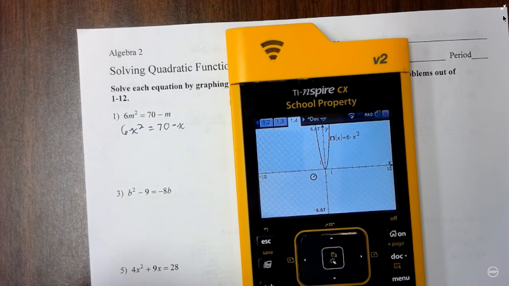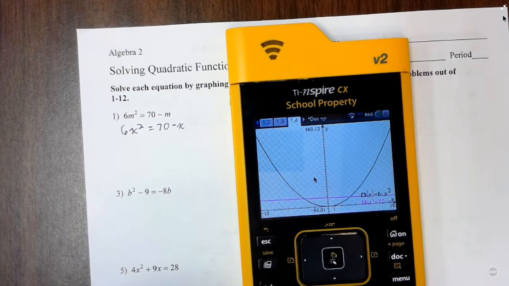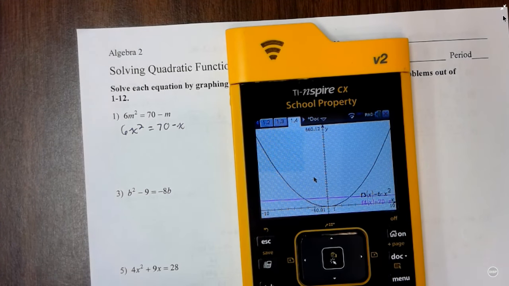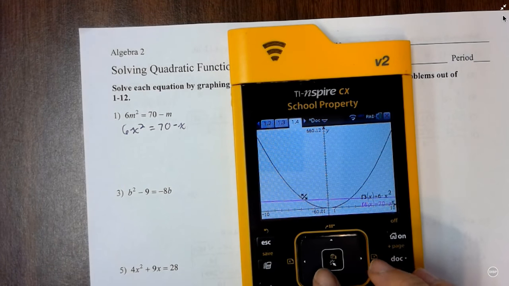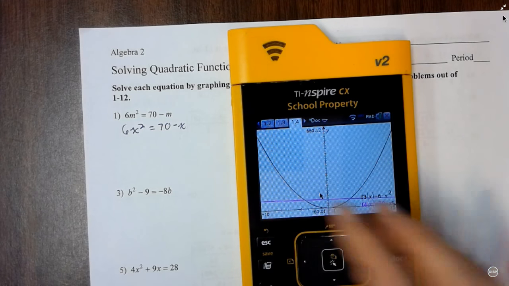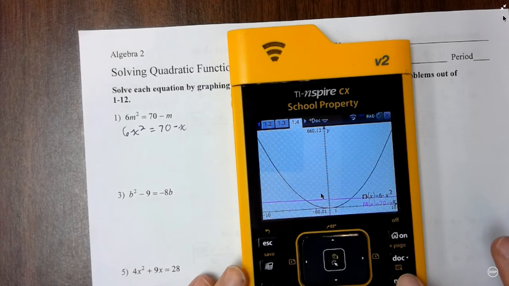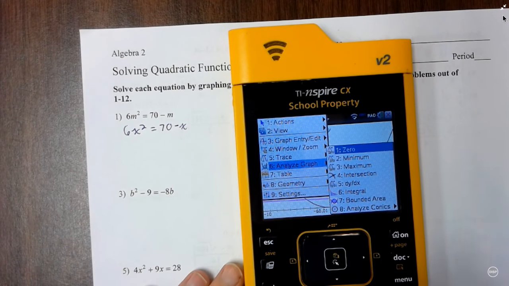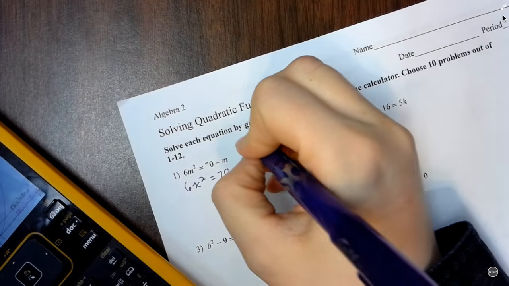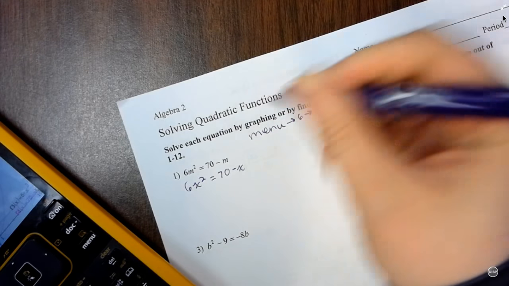Zoom Fit. All right, so there's Zoom Fit. Now you can see the intersection points. Now it's zoomed probably way further out than it needs to be, but that's okay. So I need to know where these intersection points are, right there. And I care about the x values because that's what I'm searching for. I'm solving for x. So remember to do Menu, Analyze Graph, which is 6, and Intersection, which is 4. Menu 6, 4 is for graphing right there.